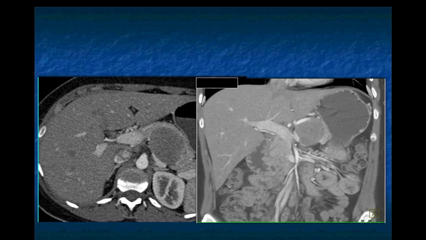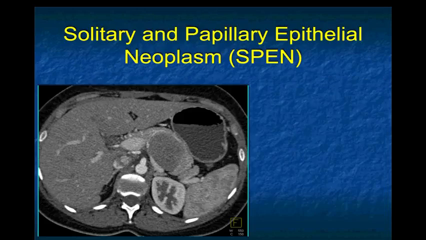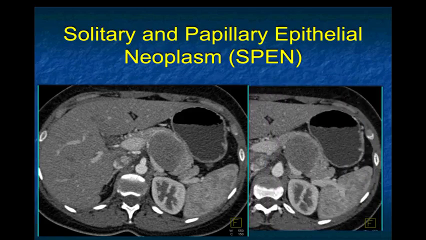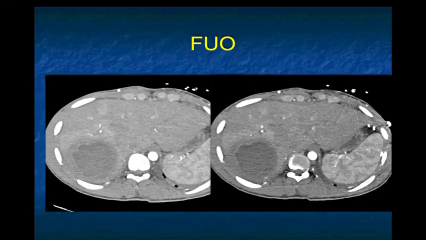This was an unusual case. We've shown a number of these, and we discuss this on the website as well. This was a SPEN tumor, solid and papillary epithelial neoplasm. Really nice example. Again, SPENs occur in younger patients, usually female, can have calcification, can have cystic zones. SPENs are resected and survival is over 90%.